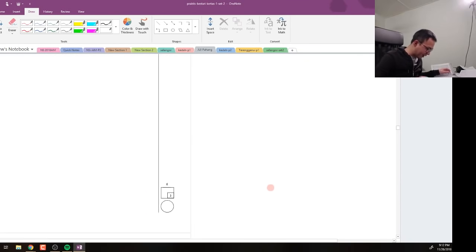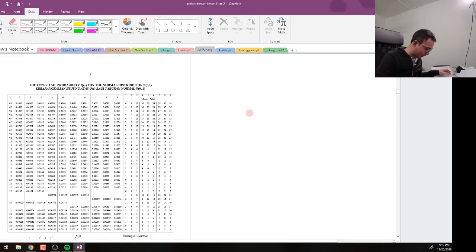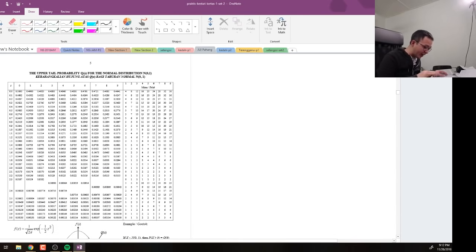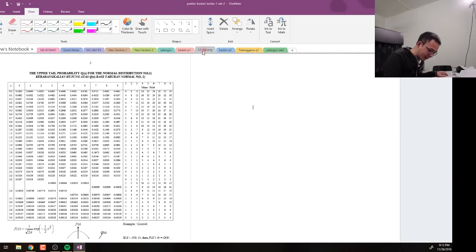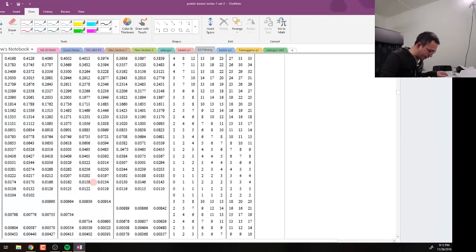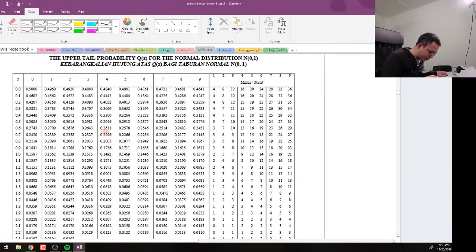Then, if you have the exact value table here, I can show you. What is the value just now? The value just now is 0.3264, right? So this is how we find it. 0.3264 is a probability, so I'm going to find 3264 here. You should be able to see this is the 3264. So therefore it's 0.45. So your exact value will be 0.45.